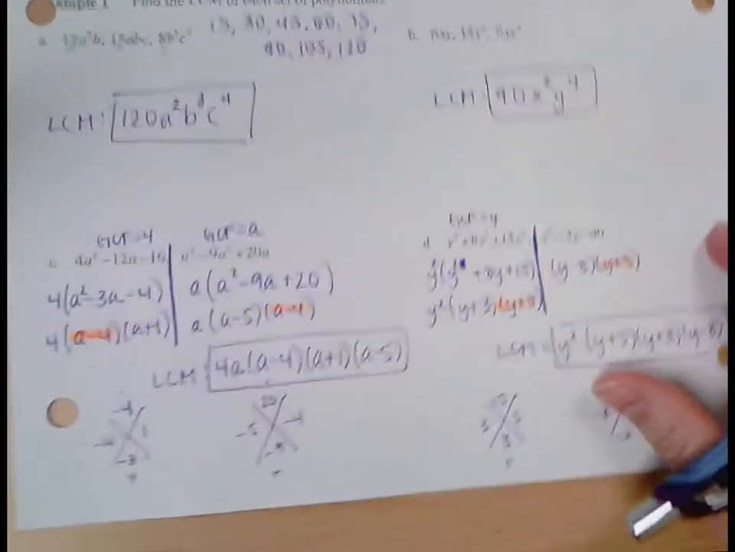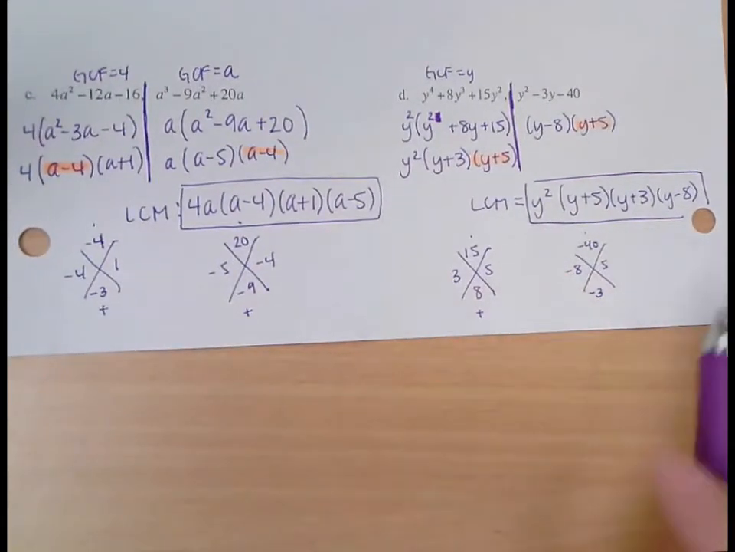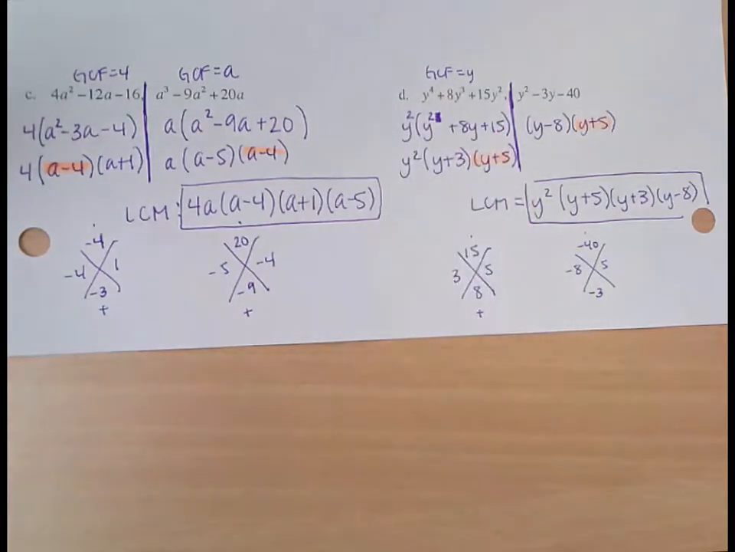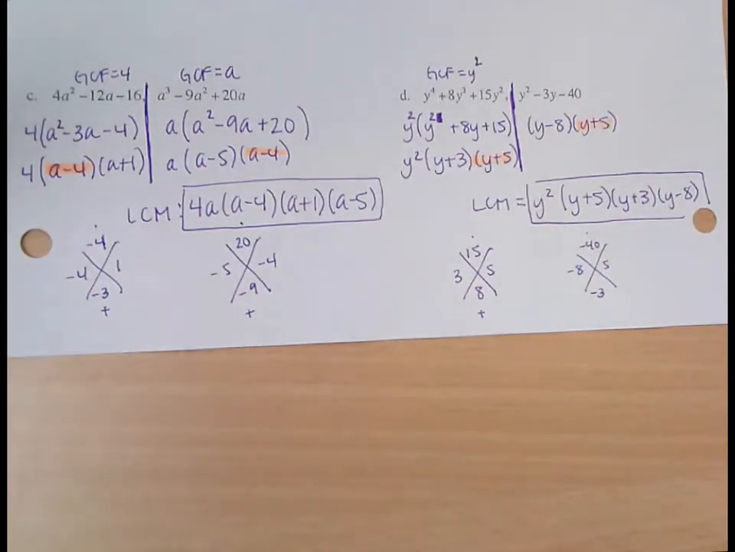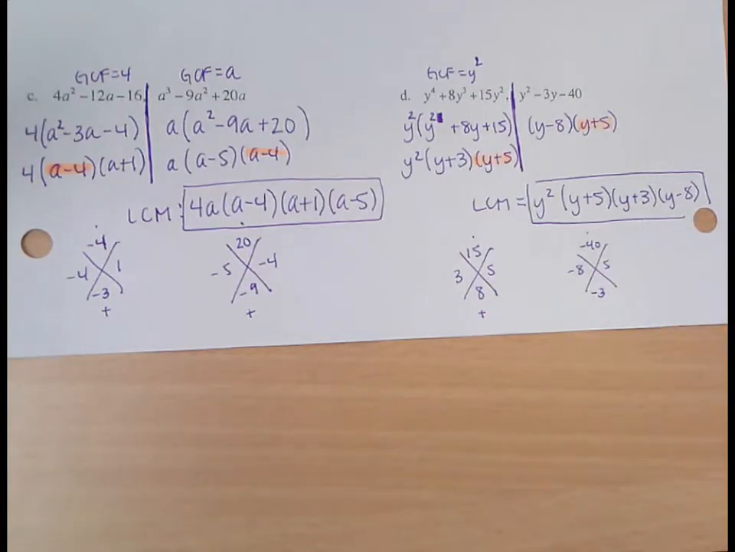So we're here. Okay. All right, double check. I know you weren't all quite finished when I walked around. So the first polynomial, you can factor out a GCF of y squared, and then you still have a trinomial to factor. The second one is a trinomial to factor, so this should be your least common multiple: y squared, y plus 5, y plus 3, y minus 8. Okay, questions on D right now?